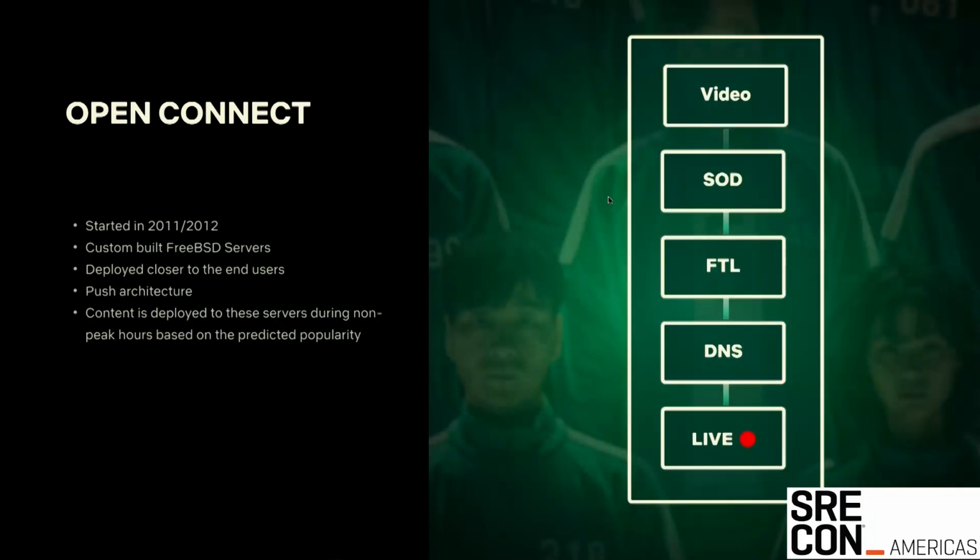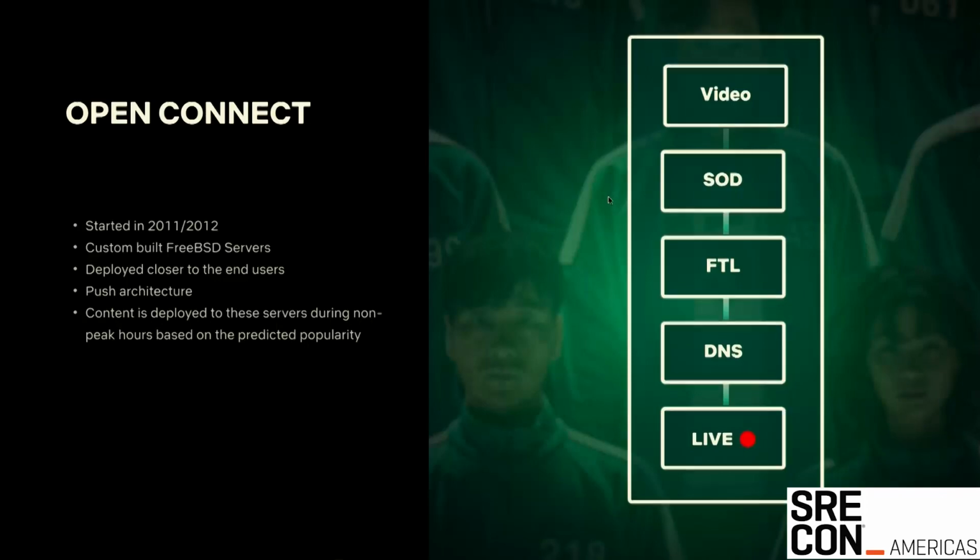The Open Connect program at Netflix was started in 2011, 2012. These are custom-built hardware on top of FreeBSD. When we started out, Open Connect was primarily built for video delivery at scale. These Open Connect servers, which we call OCAs, Open Connect Appliances, are deployed closer to the end user so that they can have as much quality of experience as they can.